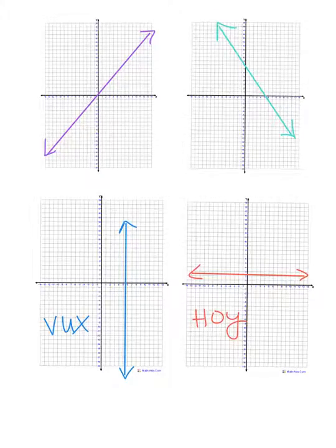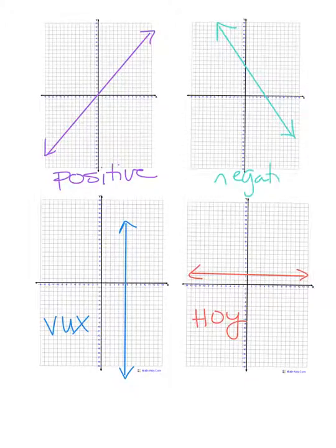We have 4 different types of slopes. If we start at the top left in purple, if our line goes from bottom left to upper right, that's a positive slope. If we continue on looking at the top right graph, we have top left to bottom right. That's a negative slope. And a lot of times in multiple choice questions, you can eliminate some answers simply by knowing whether the slope is positive or negative.